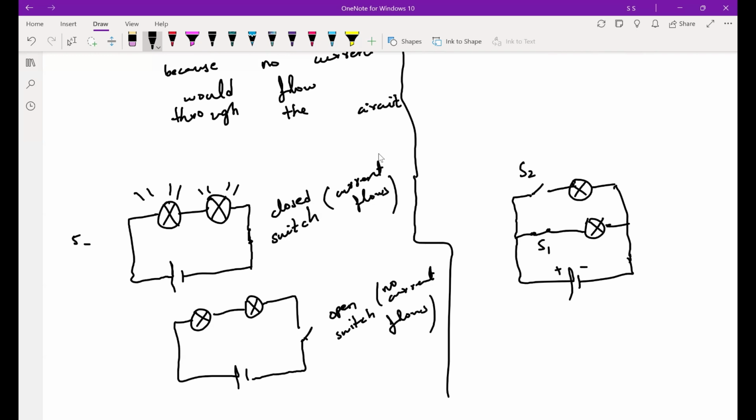So current will go over here. It will flow over here, split into some current I1. But it won't go above. It will just go through this lamp 1. While lamp 2 won't light up, lamp 1 will work. Similarly, I can also open S1 and both the lamps will stop shining.